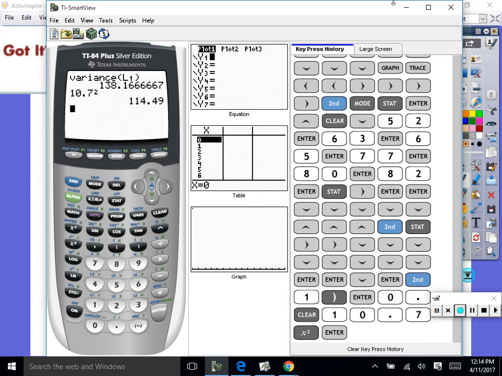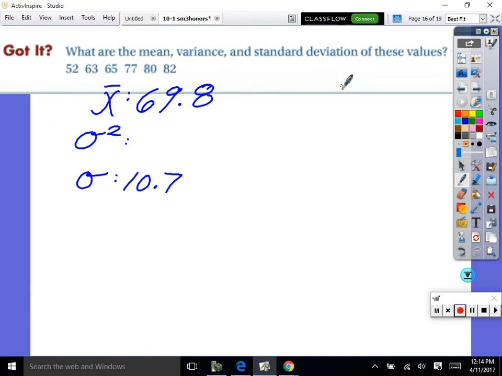But I would maybe be careful and type even a couple of decimal places. So it was 10 point something, something, something squared, just to be a little bit more accurate.